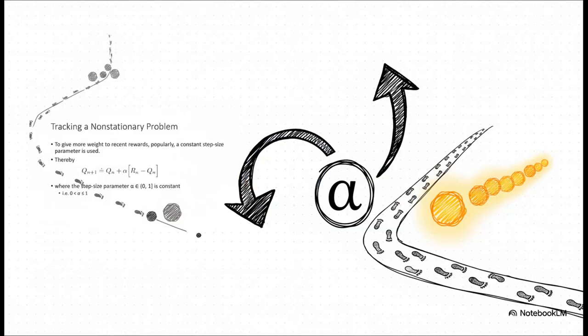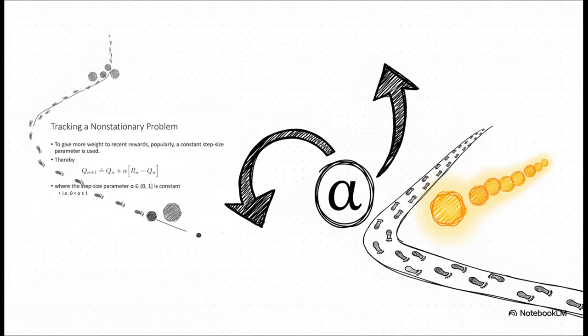So why does our agent fail here? Well, the problem is that step size parameter, the 1 over n. As n gets bigger and bigger, 1 over n gets smaller and smaller. After 1,000,000 tries, the step size is practically 0. This means new rewards have almost no impact on its estimate. The agent basically gets old and stubborn and stops learning.